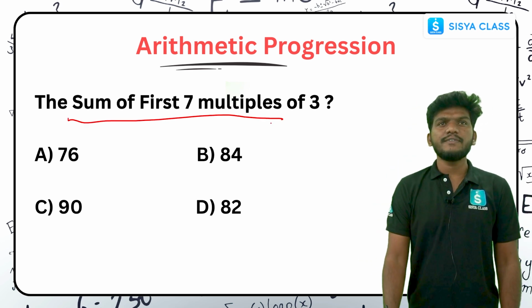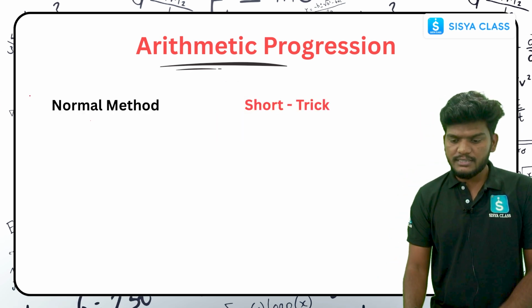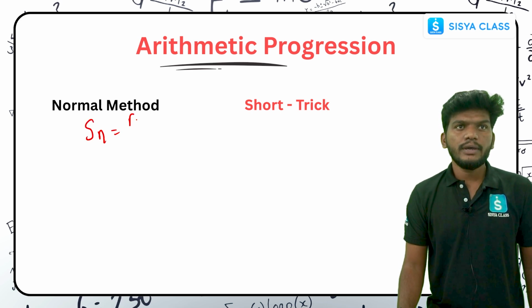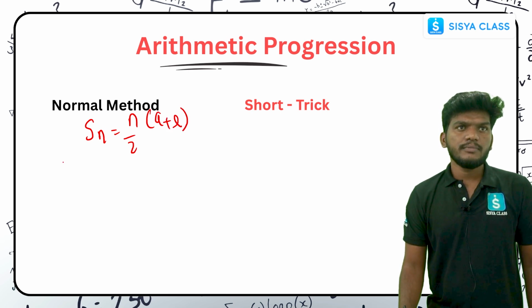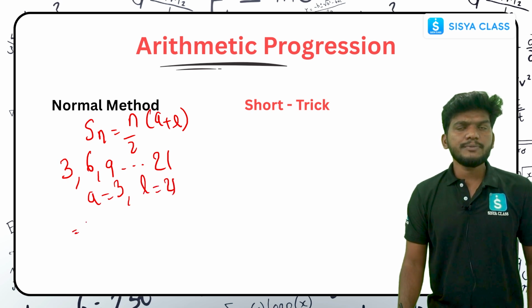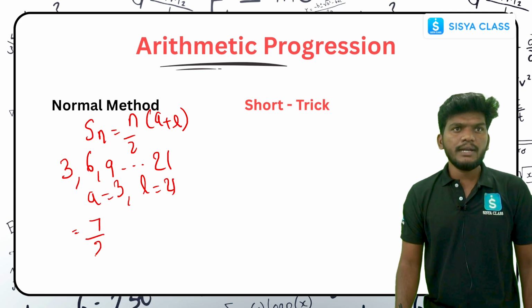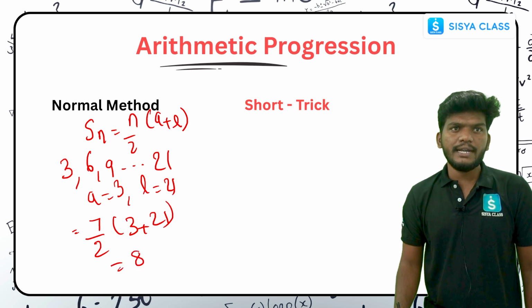The sum of first 7 multiples of 3. Now see, by using the normal method, how can we solve this? By using the normal method, which is nothing but Sn equal to n by 2 (a plus l), right? So now, what is the first term? Multiples of 3 are 3, 6, 9, and this goes on up to 21, right? So what is the a here? a is 3 and l is 21. Now substitute the values in the formula. The number of terms is 7, right? So 7 by 2 into (3 plus 21). This will give you the value of 84.